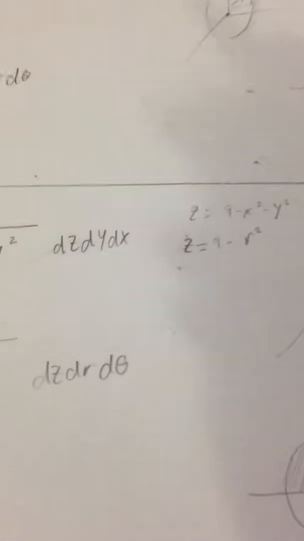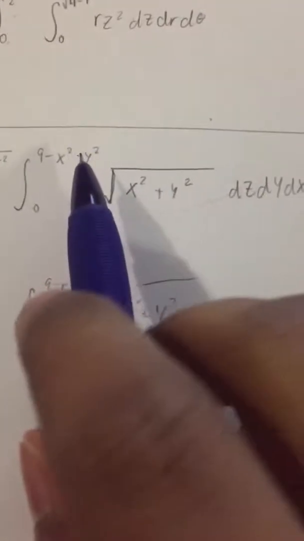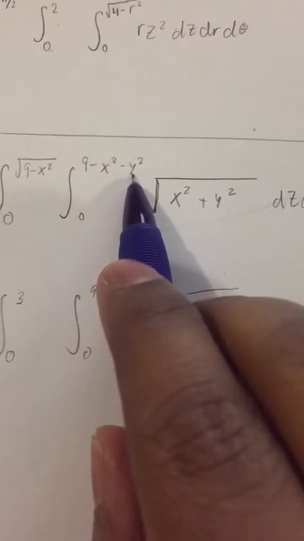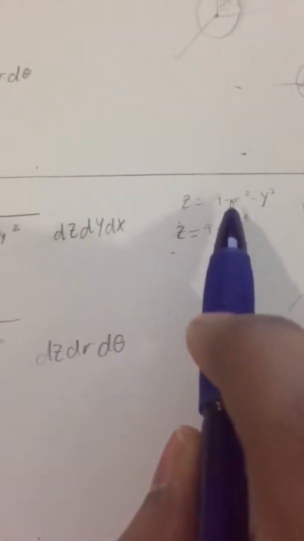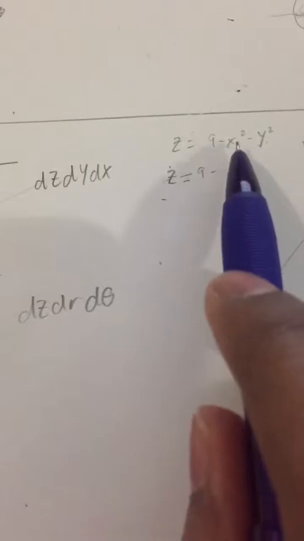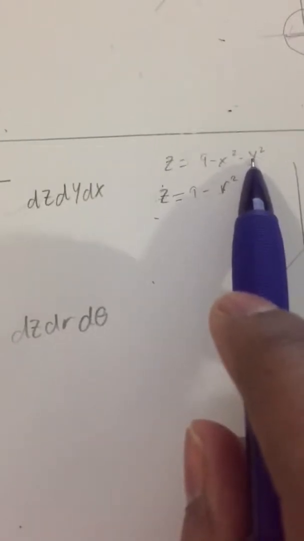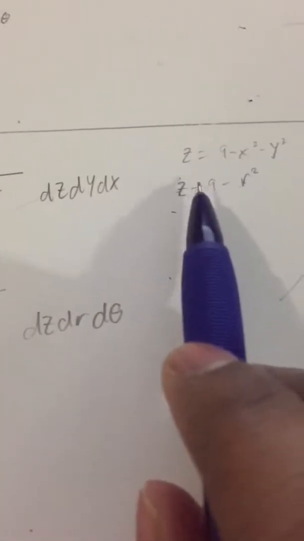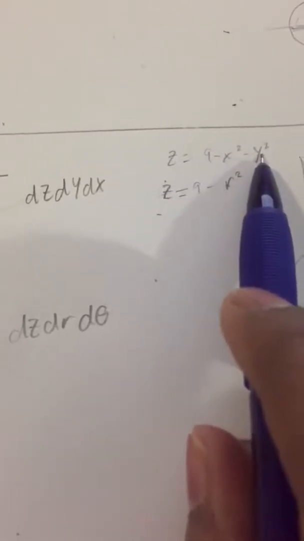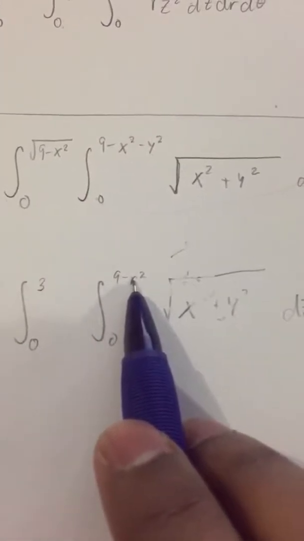I think this is a shortcut, so you don't have to draw it out in 3D. When you have the z bound, all you have to do is replace your x and y's with r cosine, r sine. But in this case, if you do that, you'll end up with 9 minus r squared. So instead of replacing x with r cosine and squaring that, and y with r sine and squaring that, I just wrote, I know r squared equals x squared plus y squared, so I just wrote 9 minus r squared. So that's going to be my z bound: 0 to 9 minus r squared.